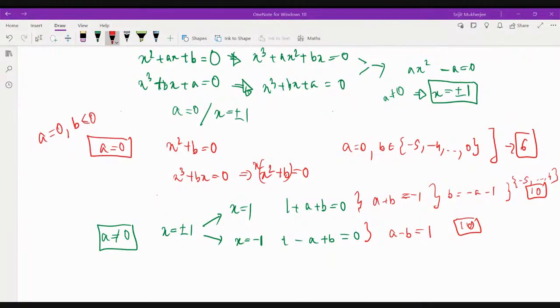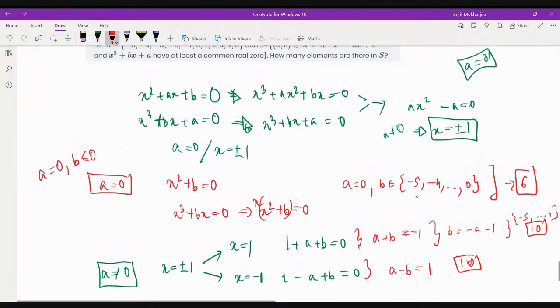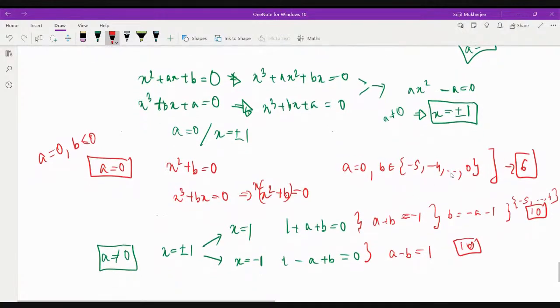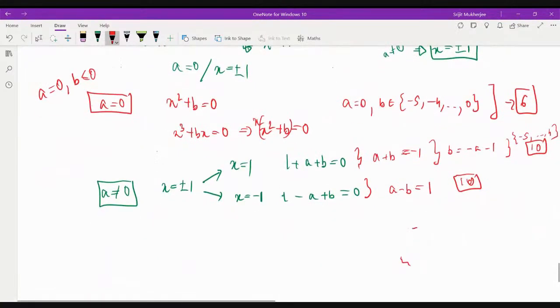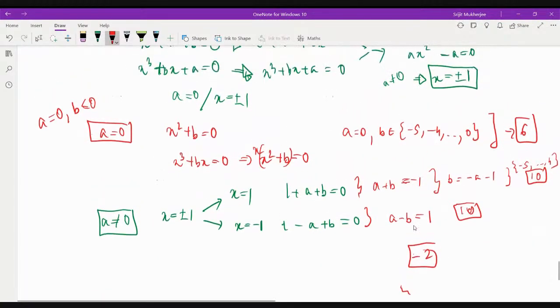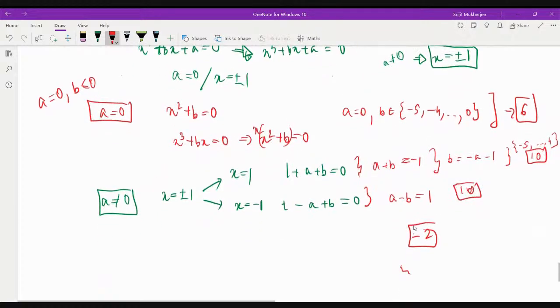Am I doing something wrong? I think I counted something twice. Yeah, I counted something twice. I counted a is equal to 0 twice, once here and once here. So therefore -2. Because a is equal to 0 is already considered over here. This is the case where a is not equal to 0. So -2, therefore you get 24 options.